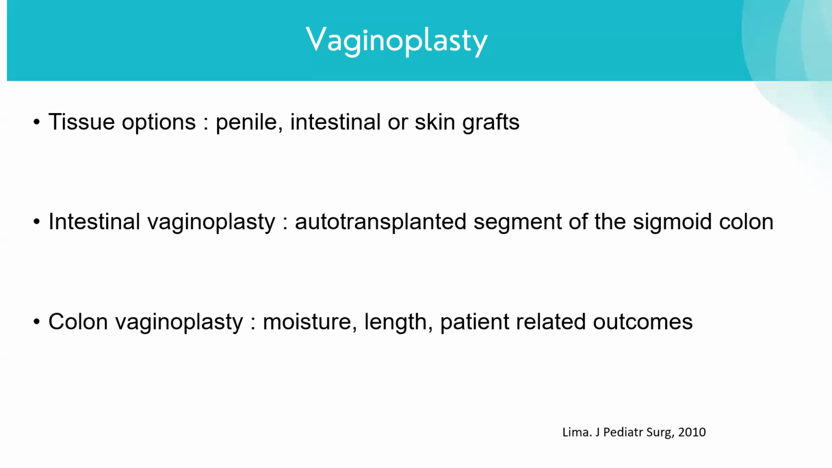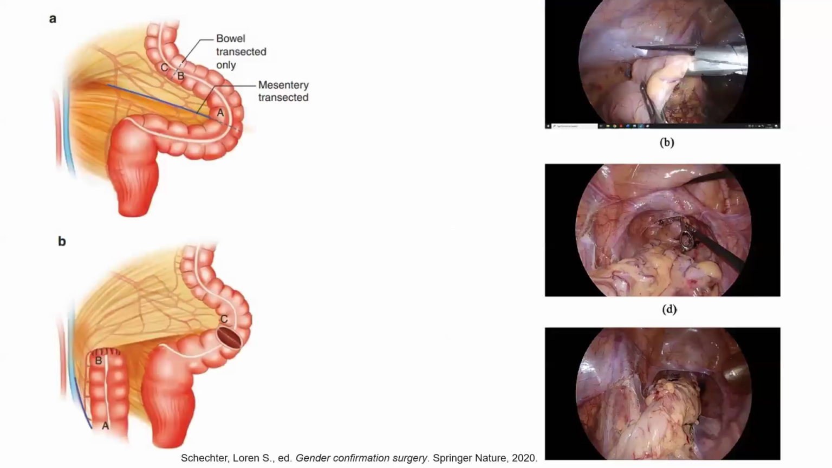Important to note that these surgeries are not only performed for patients who are transgender, but also patients who have some sort of congenital anomalies, for example, vaginal agenesis or introitus stenosis. These are some of the patients who have undergone these treatments before, so some of the data have been gotten from this particular group of patients. So specifically about intestinal vaginoplasty.